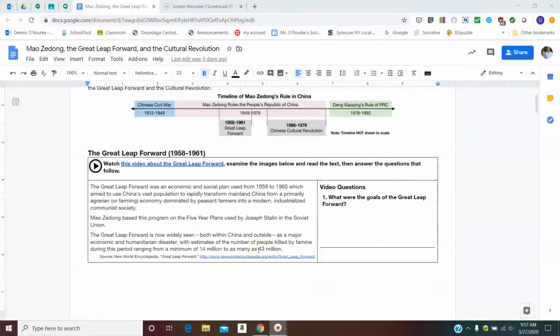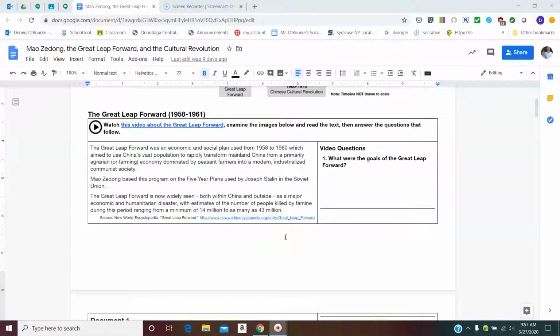So, Great Leap Forward: an economic and social plan used from 1958 to 1960 in China. The idea is that they were going to transform China from an agrarian, farming-based society to a modern industrialized society. They modeled these after Stalin's 5-year plans in the Soviet Union, and we know how well those worked. So you can guess the results in China were probably not going to be that great. It is widely seen as a major economic and humanitarian disaster.